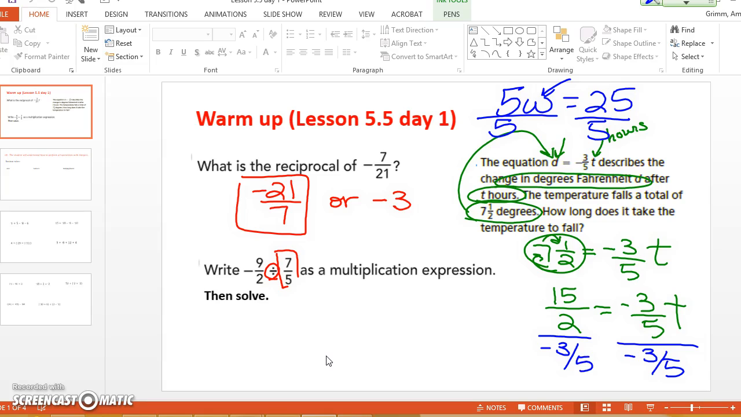Okay, so let's set it up. So 15 over 2 divided by negative 3/5. Now it's the exact same thing I just did, right? So keep it, change it, flip it. So 15 over 2 times 5 over negative 3. Can I cross cancel anything? The 15 and the 3, right? So 3 goes into itself once, 3 goes into 15 five times. So 5 times 5 is 25.